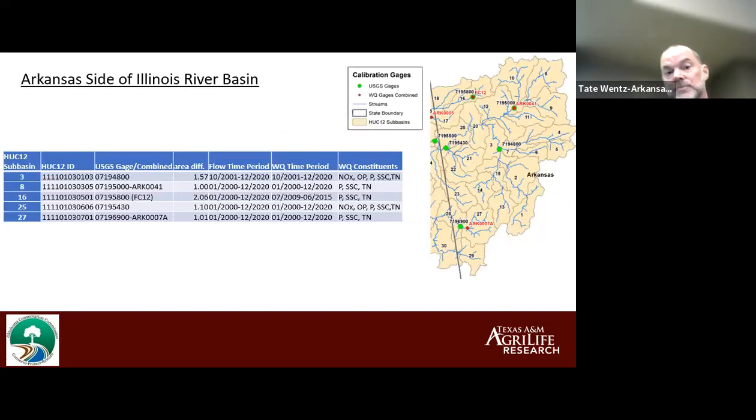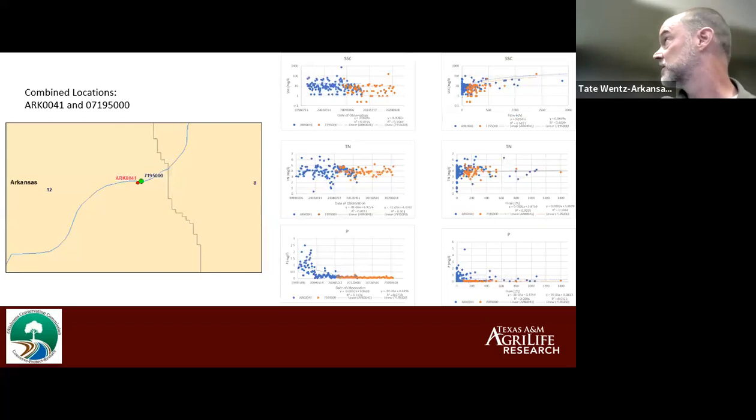Okay, so on to the calibration. This is the data available that we had for our calibration period. Fortunately, like Philip said, we have really good flow data in both of these. These are the gauges that were available, the flow times that were available, the water quality time period, and then the water quality parameters that were included, and the general distribution.